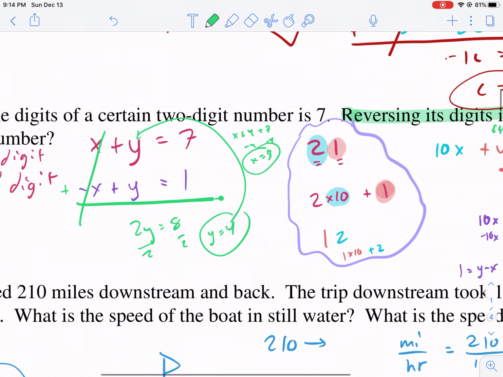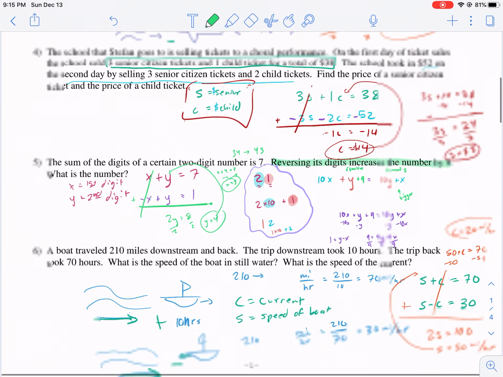So what are the two numbers? Well, the first number was 34, the first digit 3, second digit 4, and then we reverse the digits, and we get 43, and it increases the number by 9. So there you have it.